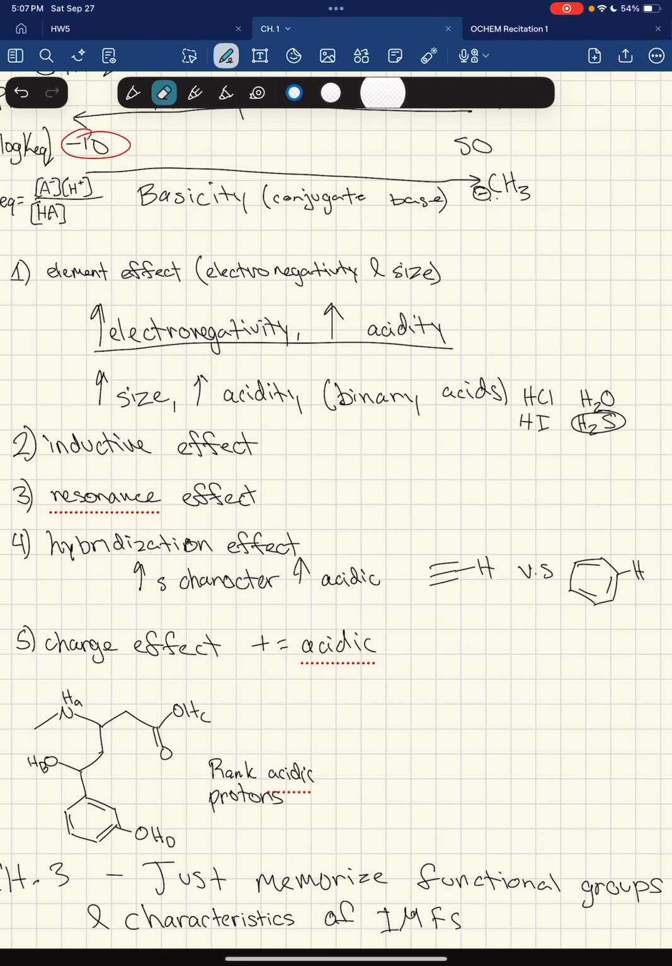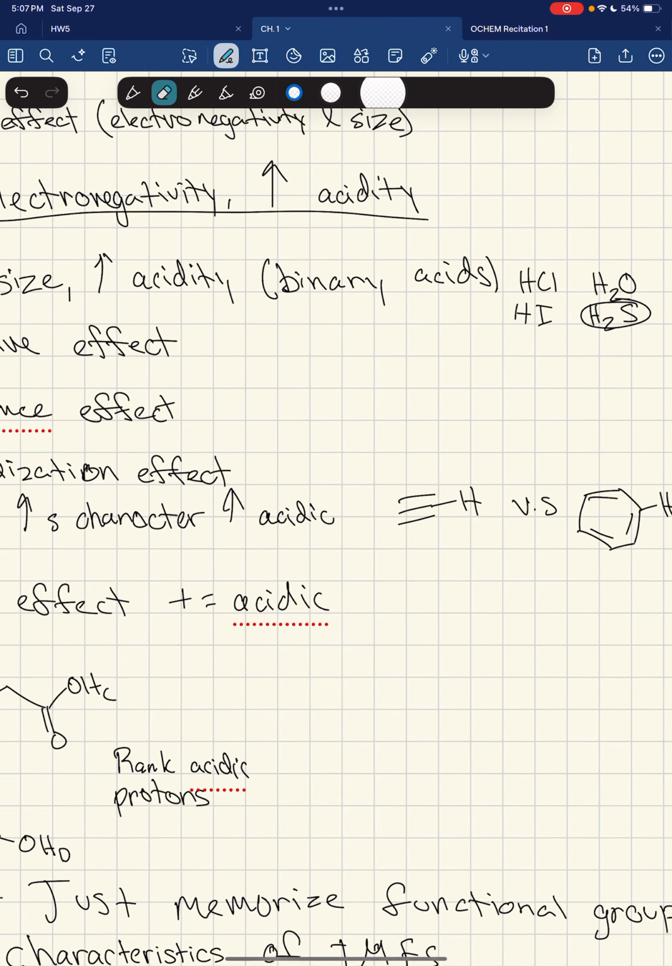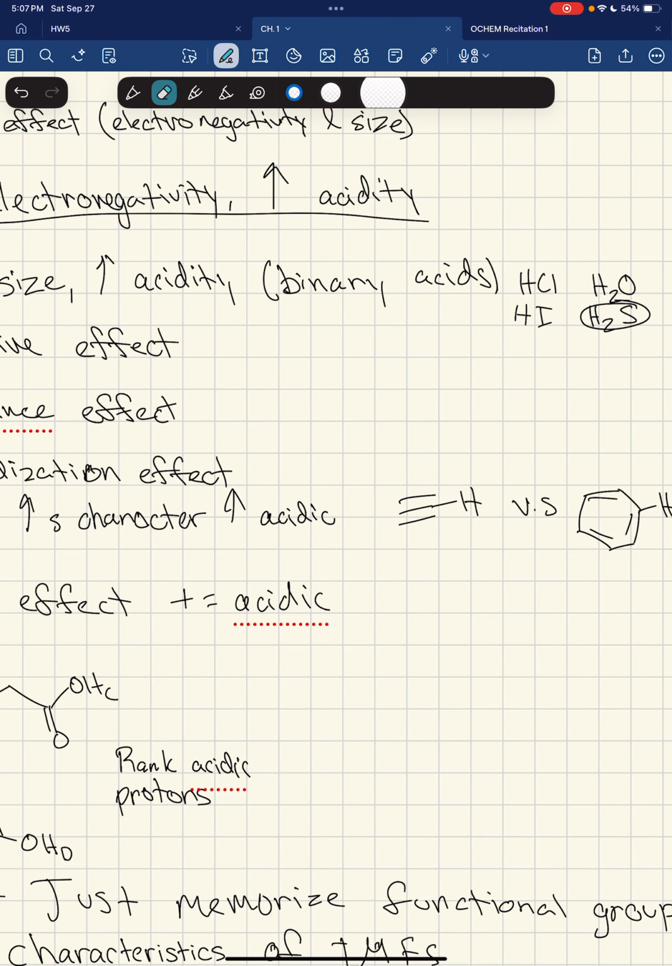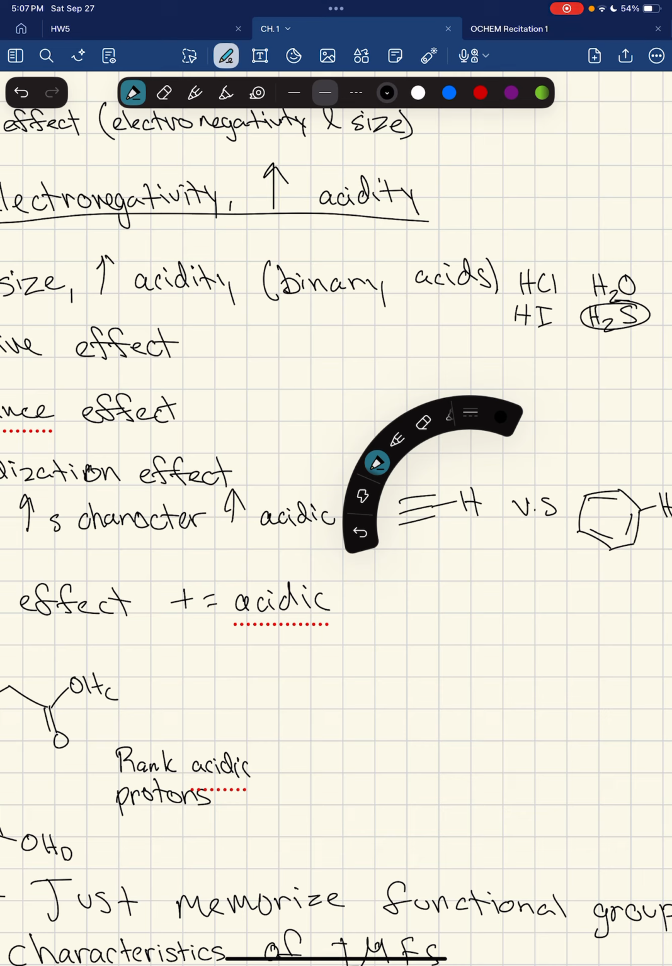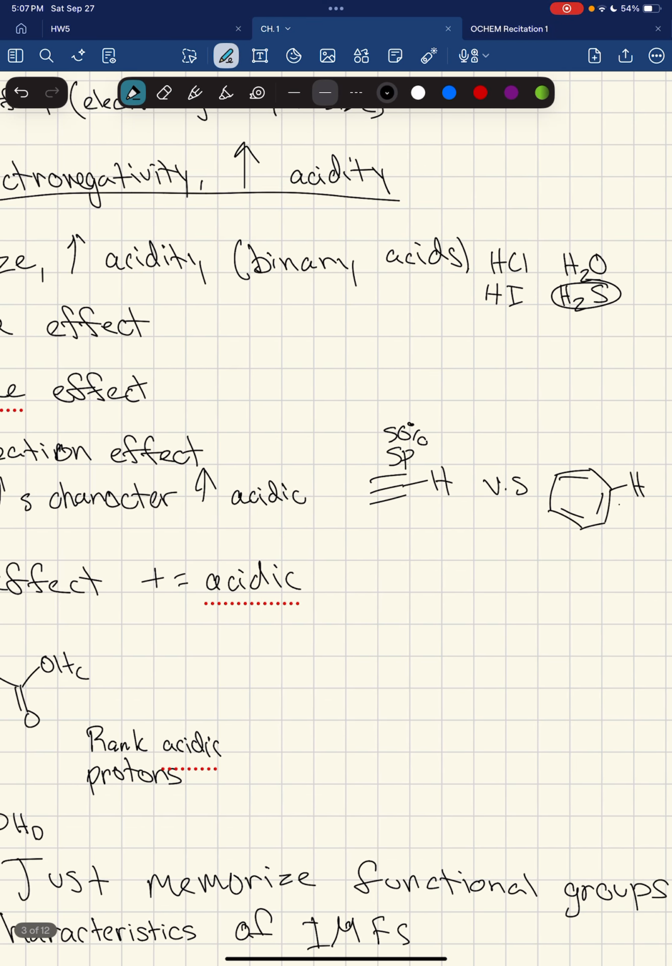Hybridization effect. I never use this one too much, but it is important. Increased s character is more acidic, kind of like what we were talking about with the hybridization, where this is an sp, which means it has 50% s character. This one, on the other hand, this hydrogen and this carbon is sp2, which means it only has 33% s. So this will be more acidic. That will be less acidic.